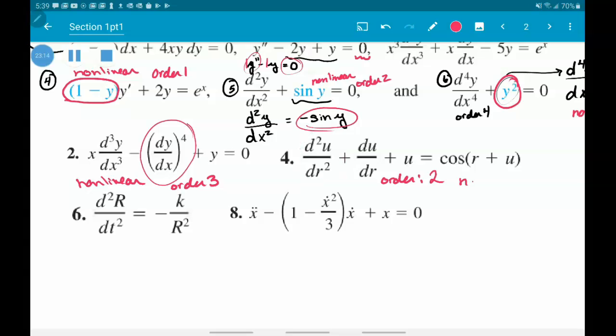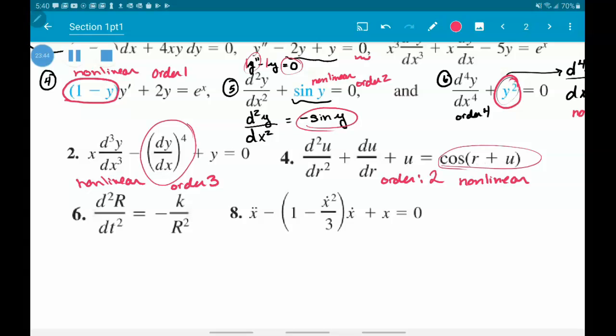But this is nonlinear. Can you identify the issue? What makes this nonlinear? Well, what's making this nonlinear is this cosine. It's in terms of the independent and the dependent variables. Our independent variable is r, our dependent variable is u in this case. And we can't have this in terms of independent and dependent. It has to be in terms of just the independent variable.